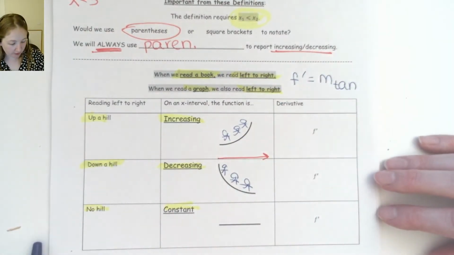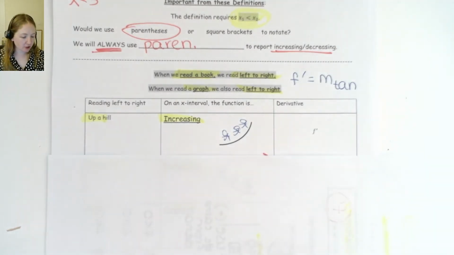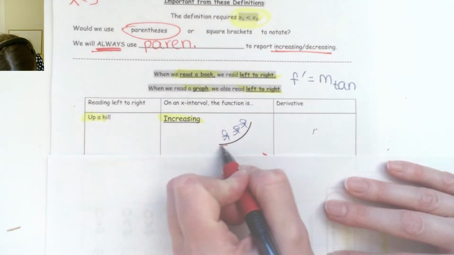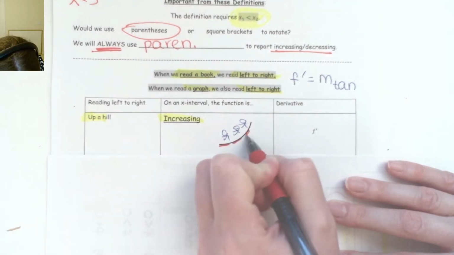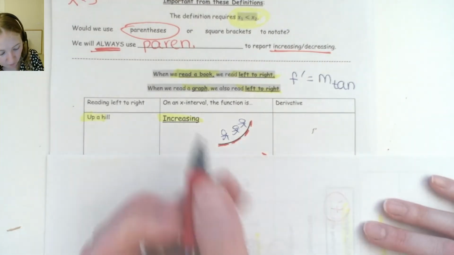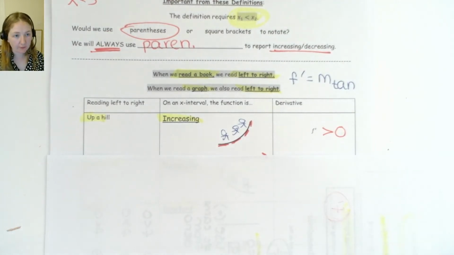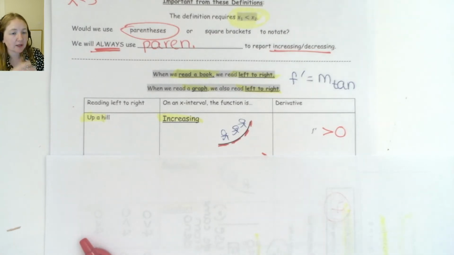If I look at an increasing function, and I draw myself some little tangent lines, you will notice that they're all positive slope. You do not have a downward sloping tangent line. So there's going to be a theorem that tells us that when this is increasing, the derivative is greater than 0. You can see that when you draw an increasing function, the slopes of the tangent lines are all positive.